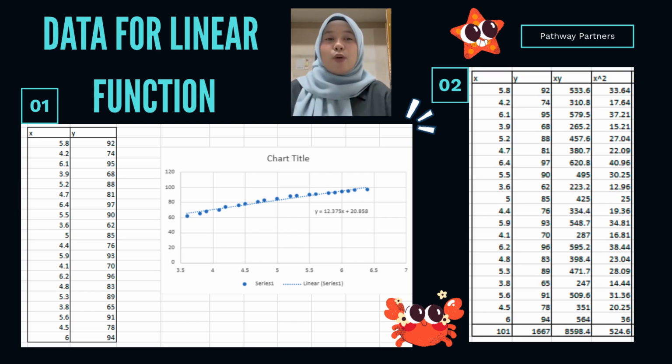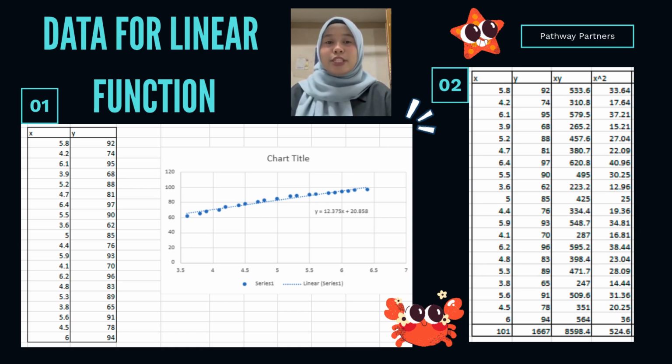This slide shows our data for linear function. On the left, we plot our 20 data points into a scatter plot graph. As you can see, the trend line goes up in a straight line, proving that higher oxygen levels directly lead to a higher fish survival rate.